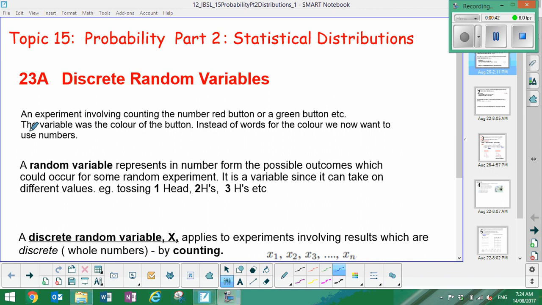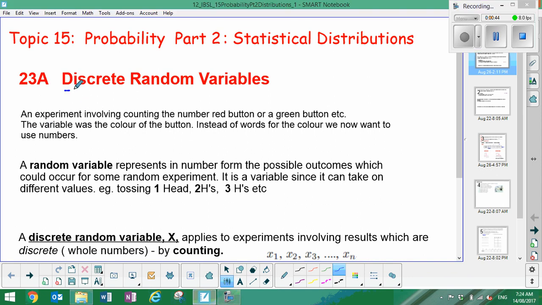So we're looking at these terms discrete, random, and variable. We're putting those three terms together, which might be quite new to you. The variable, in this case, was the colour of the button, whether it was red or not red or green, etc. Instead of words, what we want to do is now see if we can put numbers to things, because once we've got numbers, we can do some maths with it. It's random because we're doing a random experiment. It's nothing controlled about it.